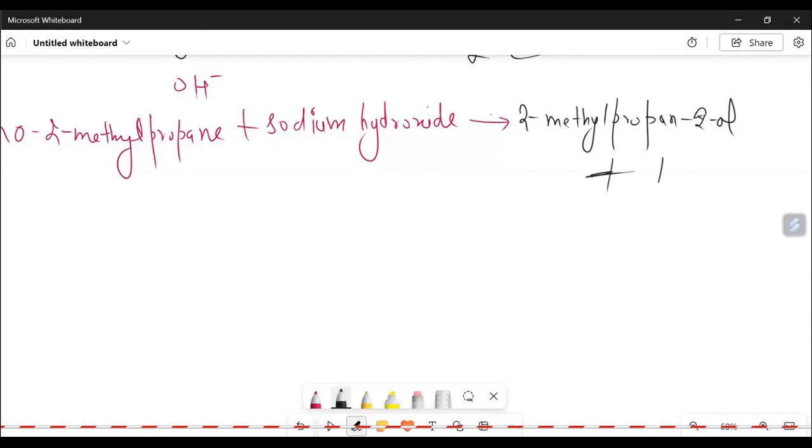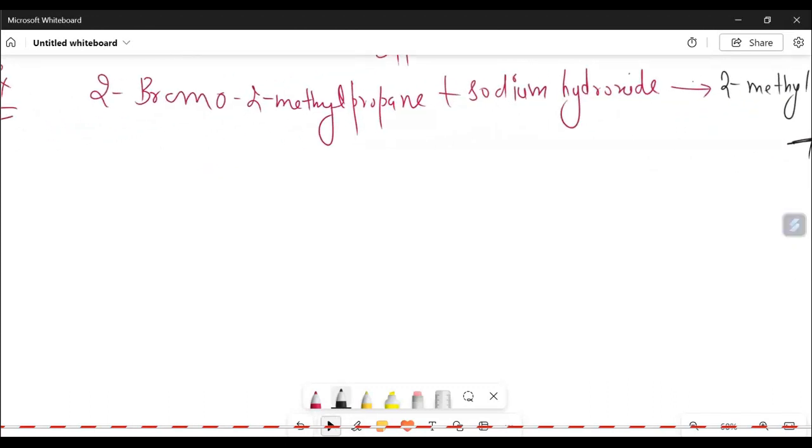So the halide ion is Br minus, released along with hydrogen bromide, that is Br minus is your halide ion. So let's see how it goes.